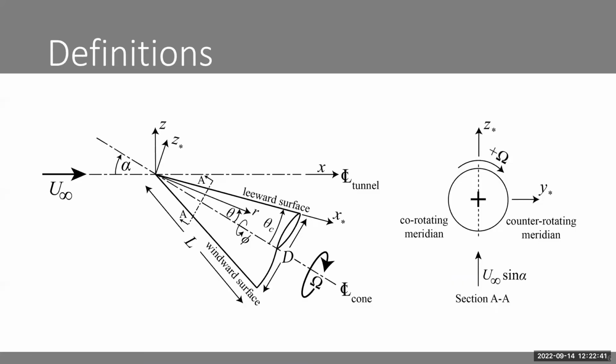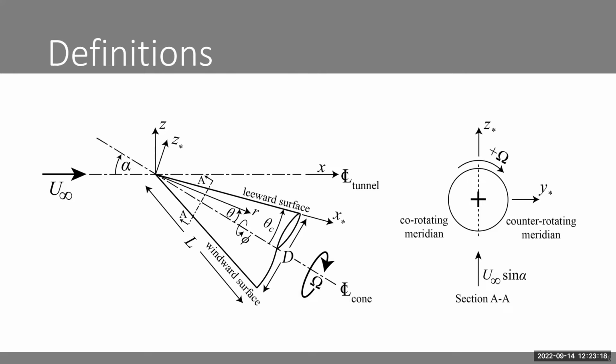I wanted to define some terminology that I'll use throughout this presentation to characterize the flows in different regions. First, the windward surface corresponds to the surface that is directly exposed to the incoming free stream. The leeward surface is the surface in the wake region where slowed flows are expected. If we take a cross-section of the cone and look at it on the right-hand side, when the cone is spinning, the boundary layer flows are in the opposite direction of the incoming free stream.